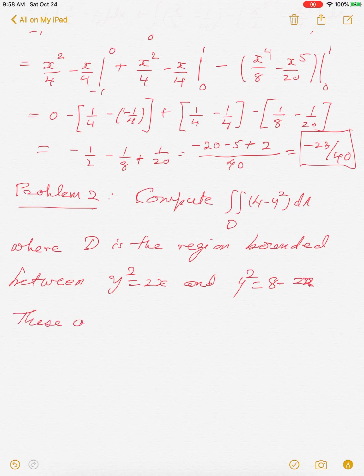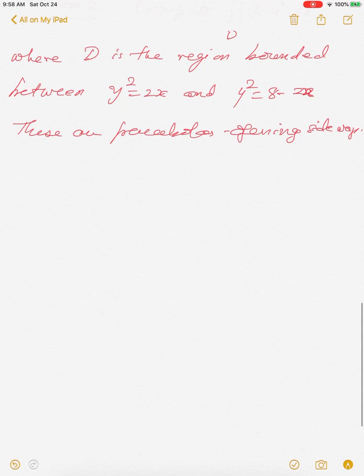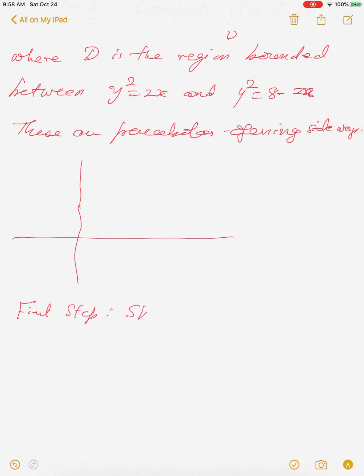So you see that these both are parabolas opening sideways. So you should be able to draw the pictures of this, which is, so the first step is always draw the sketch. First step, sketch D. Sketch the region D.